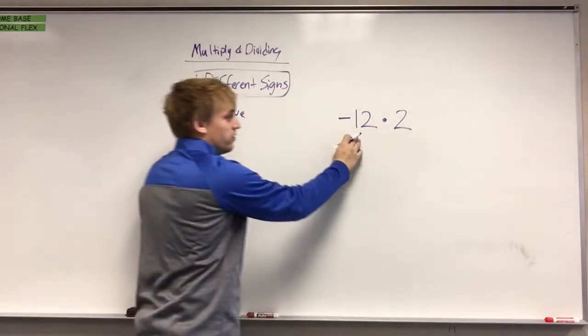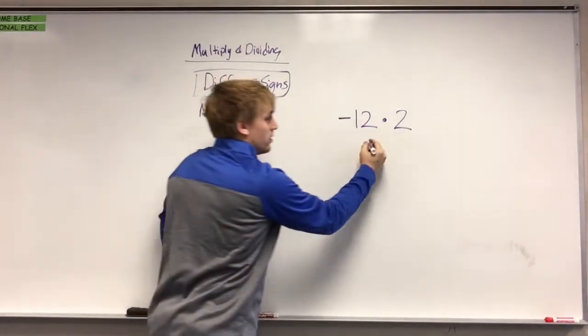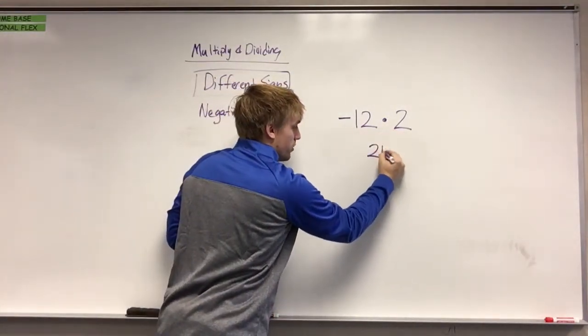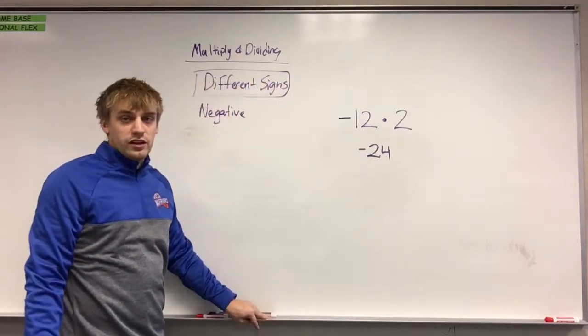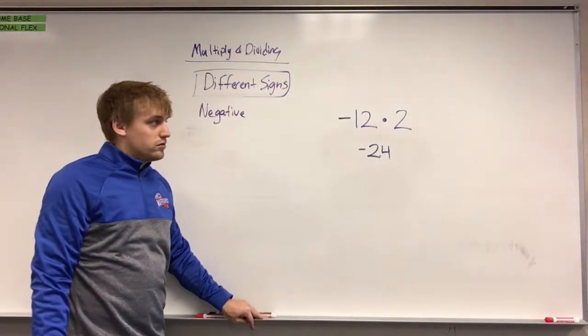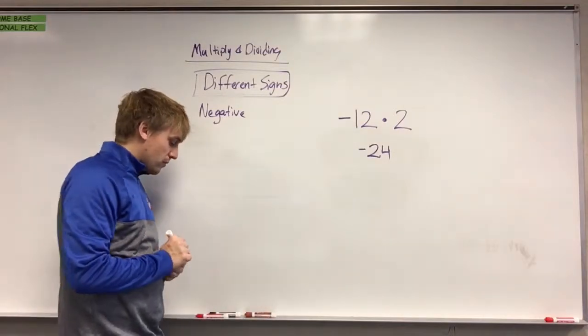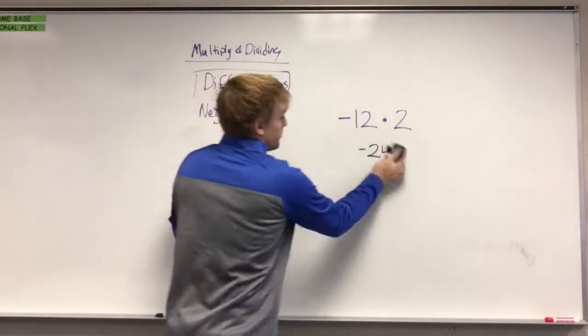So negative 12 times 2. 12 times 2 is 24. The signs are different, so the answer is negative 24. Let's try another one.